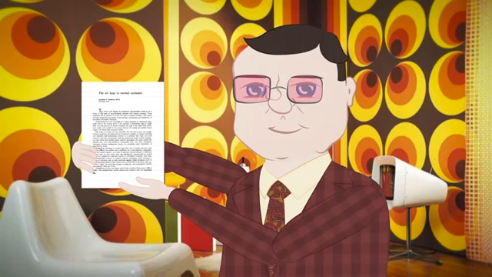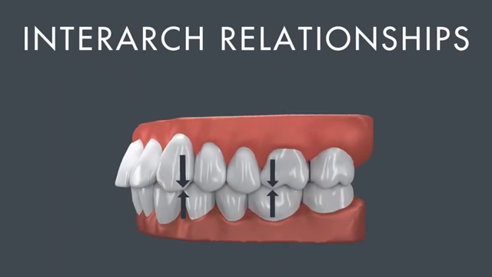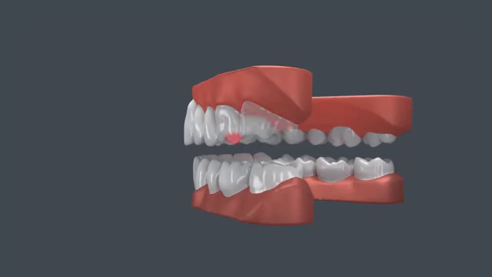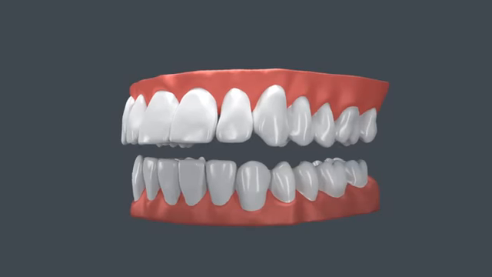Andrews' 6 keys start with something familiar: inter-arch relationships. Teeth in ideal occlusion should have a Class 1 molar and canine relationship, as described by Dr. Engel. Dr. Andrews also specified that the distal surface of the upper first molar's distobuccal cusp should occlude with the mesial surface of the lower second molar's mesiobuccal cusp.